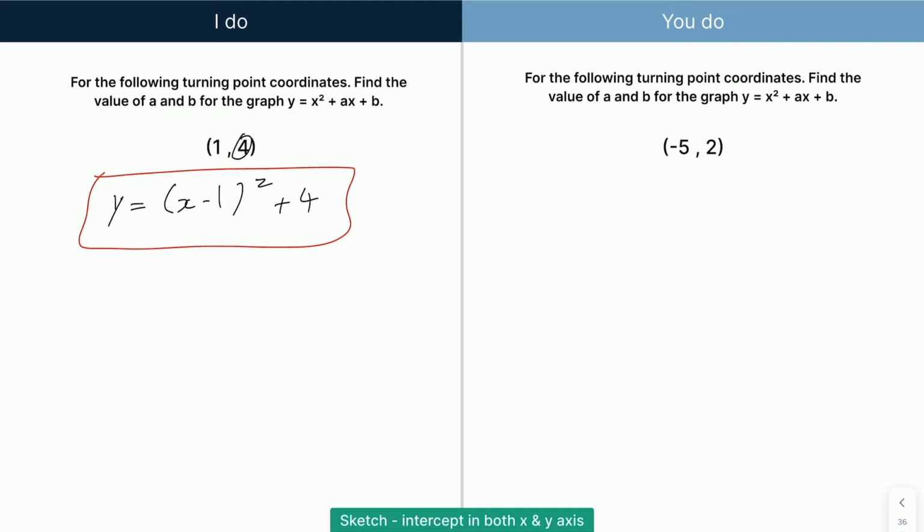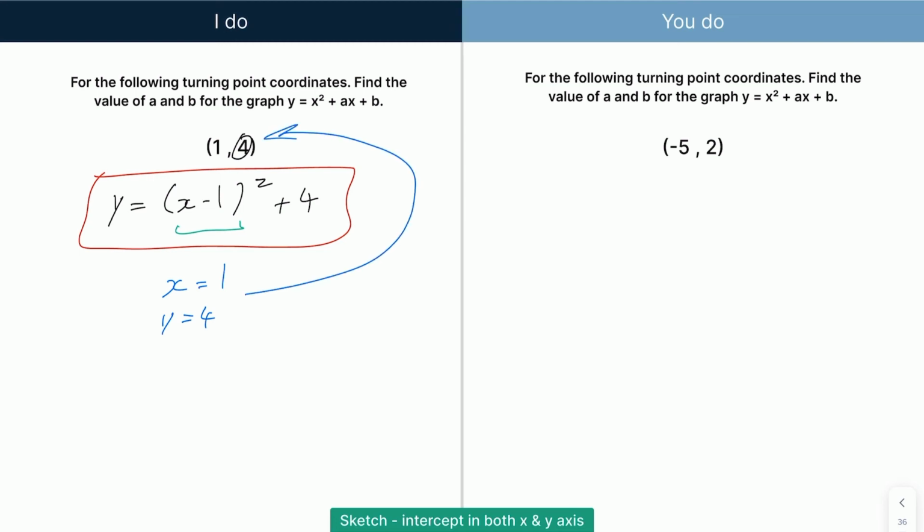So if you have been given this, how do you find the turning point? Well, remember we said we're going to make this bit as small as possible, and the smallest a squared value can be 0, which meant that x was going to be 1. And then you're left with, well, if that's 0, y is equal to 4. So you can see we've ended up with that there.